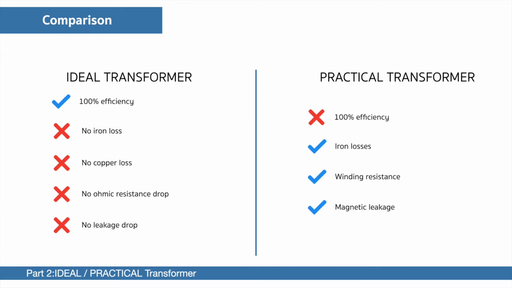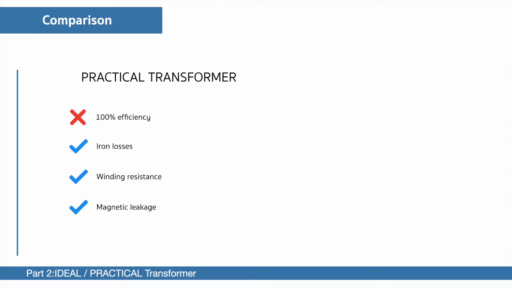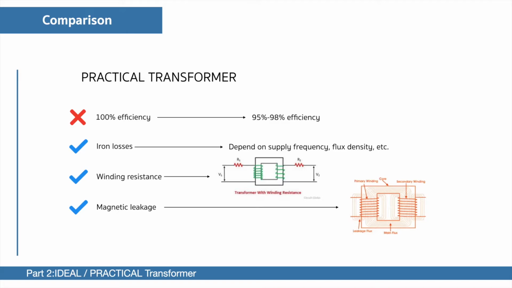But in real life, a practical transformer is made which differs from the ideal transformer in many aspects. The real transformer has iron loss, winding resistance, and magnetic leakage. Since the iron core is subjected to alternating flux, there occur eddy currents and hysteresis loss. These two losses together cause iron loss, which depends on supply frequency, the maximum flux density in the core, the volume of the core, and so on.